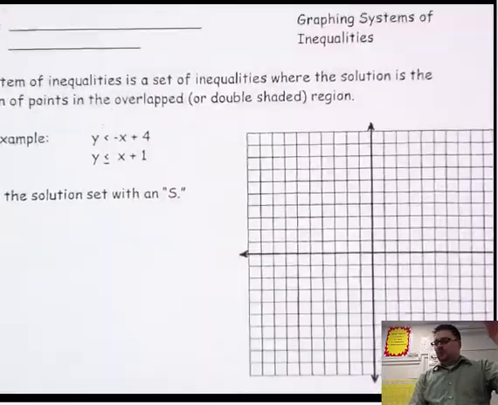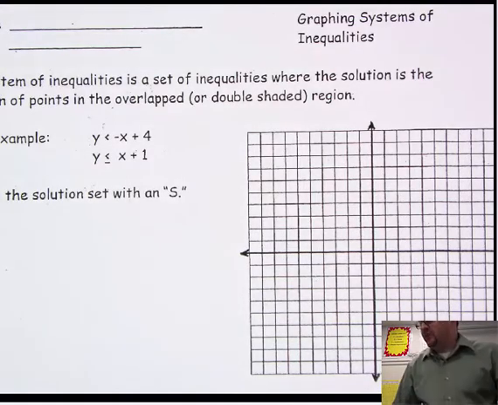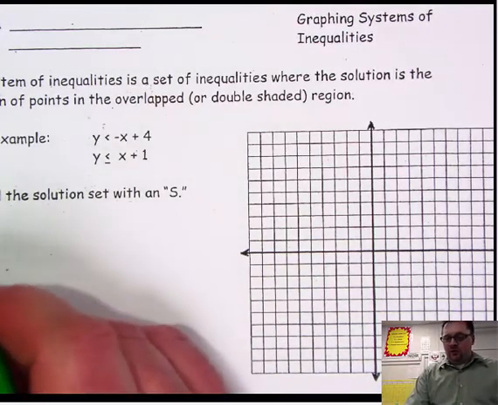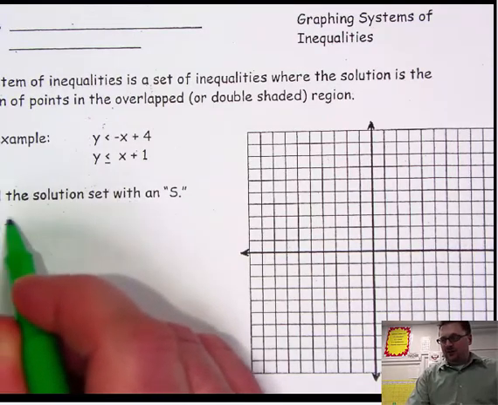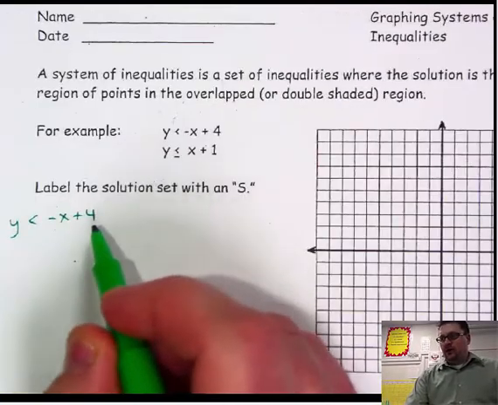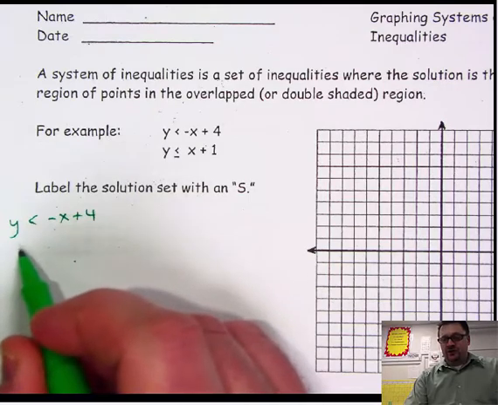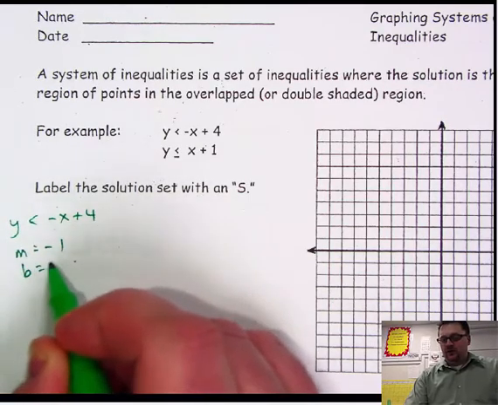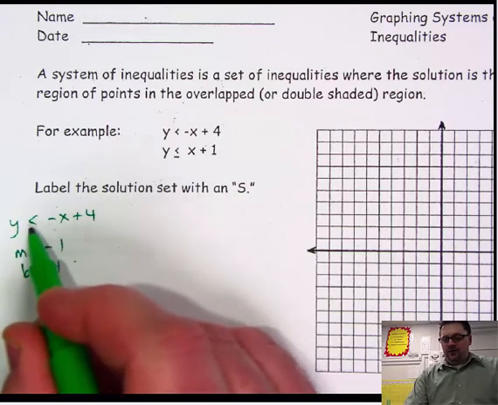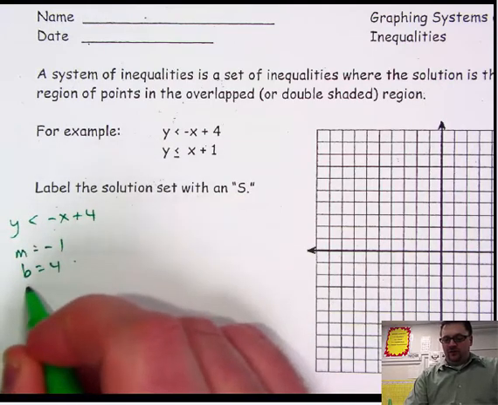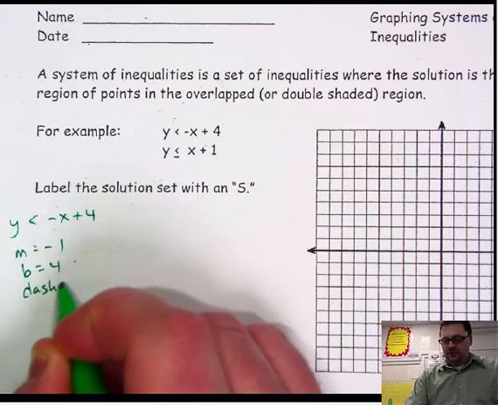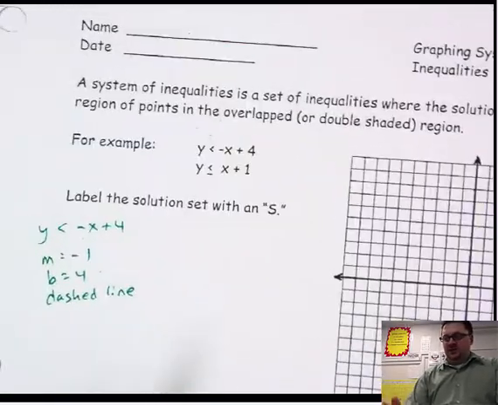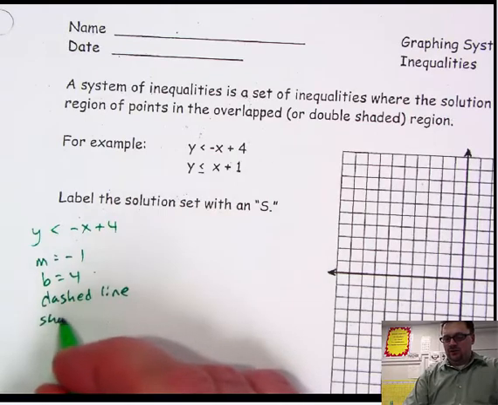So what I want to do is graph both of these inequalities separately. So we were given one of the inequalities as y is less than -x plus 4. Recall there are four pieces of information that we should know. We have that the m is -1, the b is 4. This is a less than symbol, so it's going to be a dashed line. And it's less than, which means that we shade below.